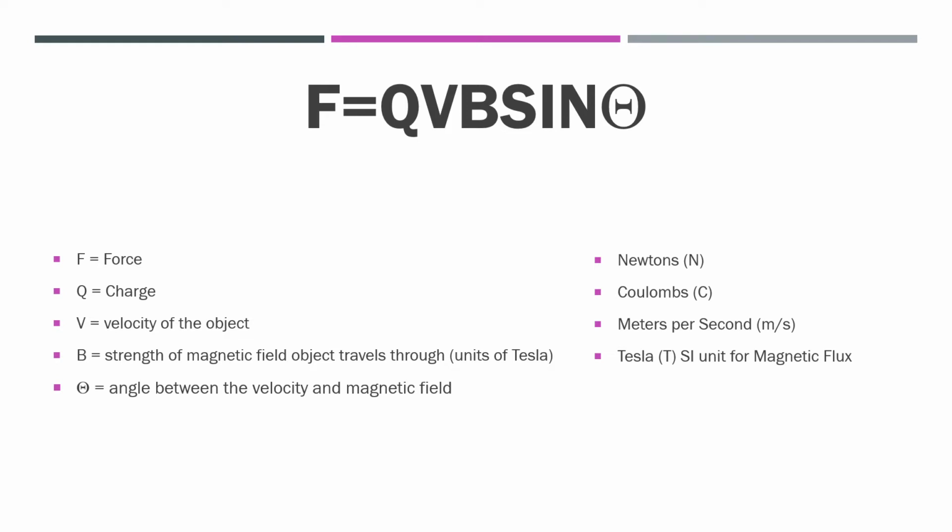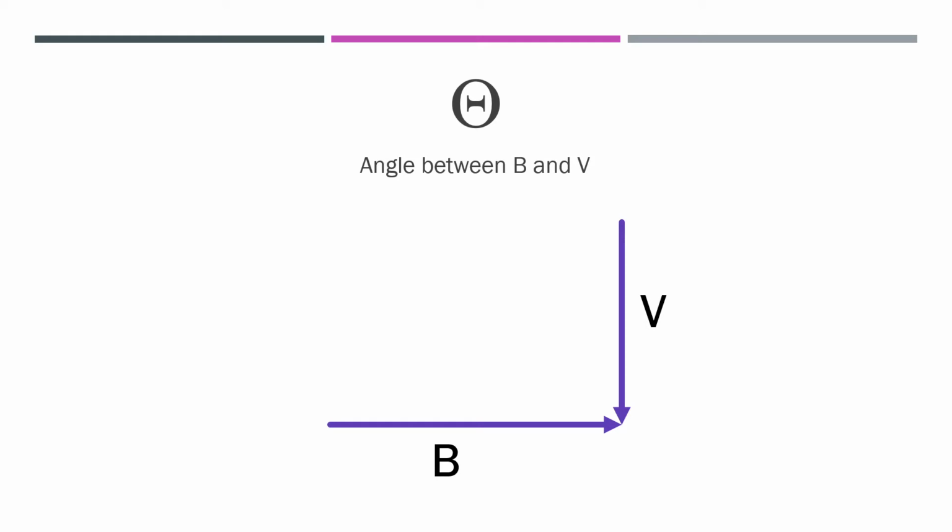And then theta is the angle between the velocity and the magnetic field. I'll go over theta a little more in depth, and that's going to be in degrees or radians, just depending on what your calculator is using and what values you are given. So here's theta. But what we're going to do is compare this velocity to this magnetic field.